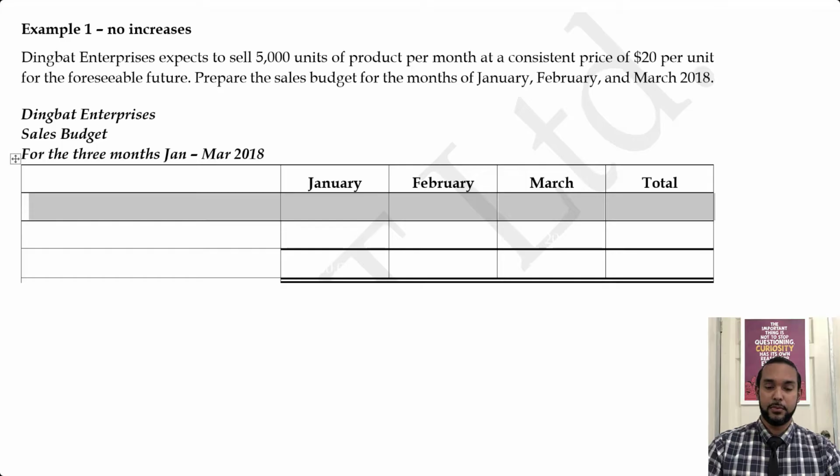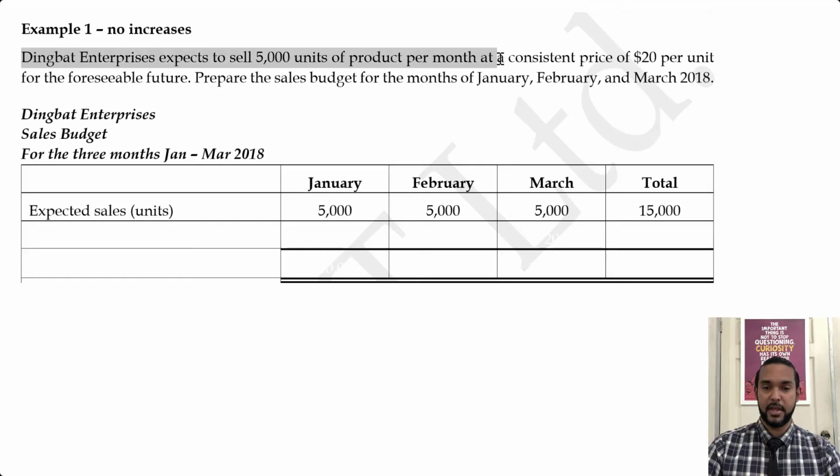The first thing we're going to put here is our expected sales in units. Where did that come from? That came from here: Dingbat Enterprises expects to sell 5,000 units of product per month. So if we're doing a budget for Jan, Feb, and March, the figure for the number of units sold for each month is going to be 5,000 per month. And of course, you could put a total of 15,000.